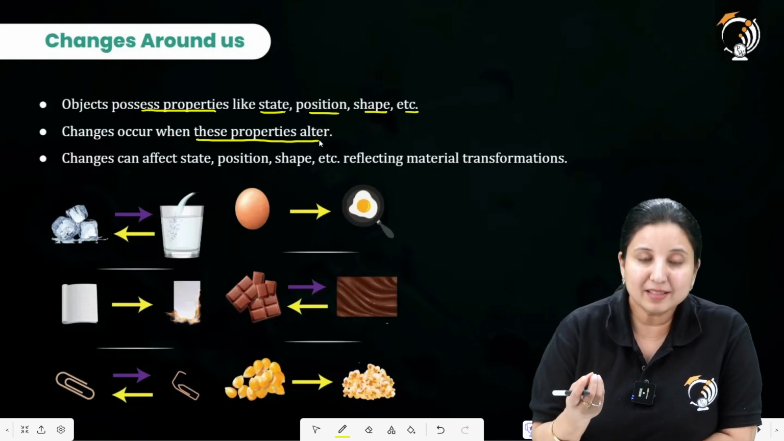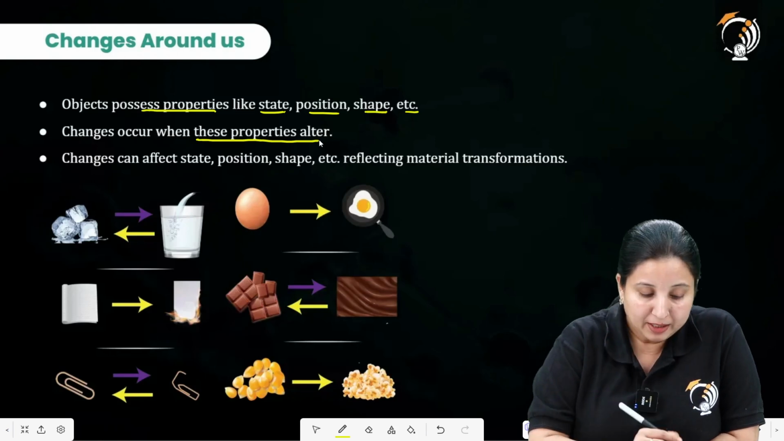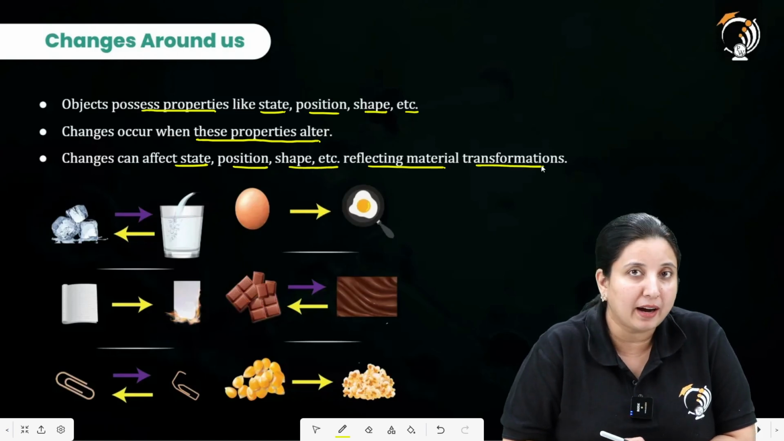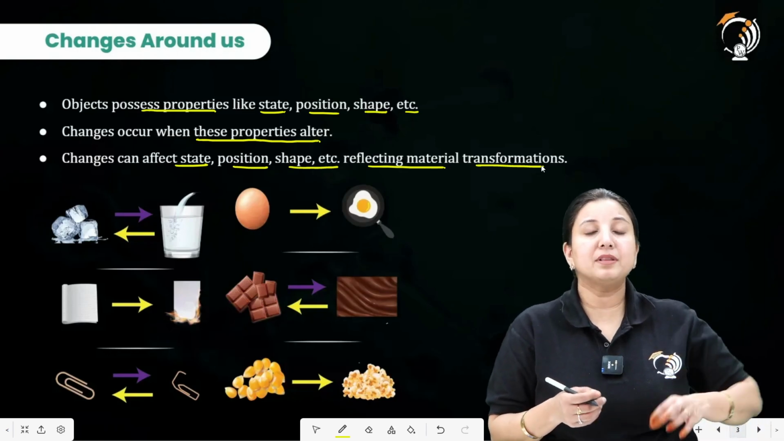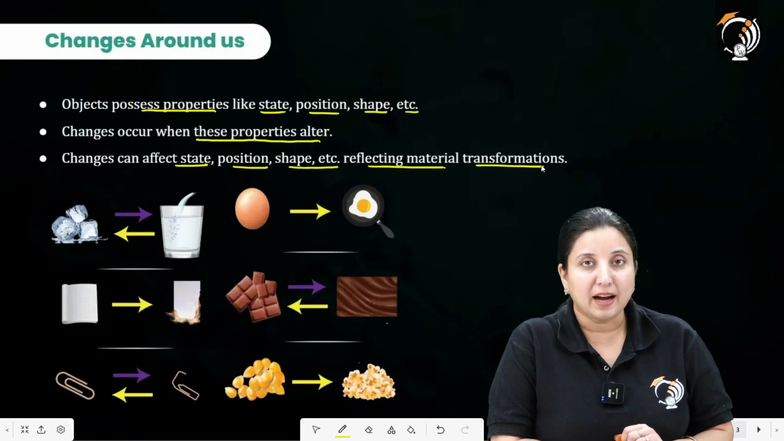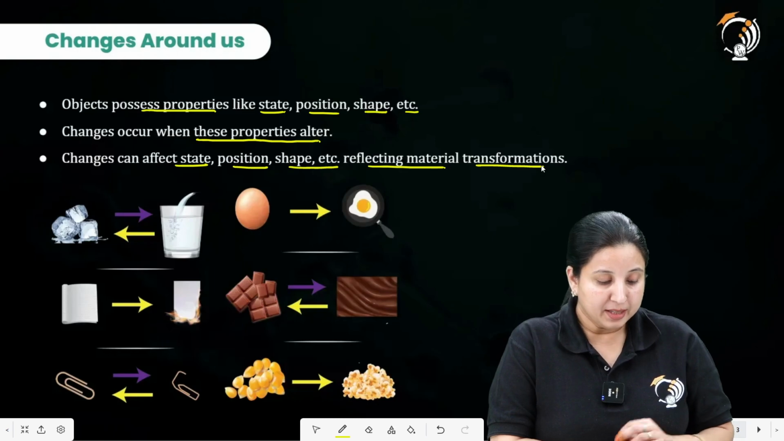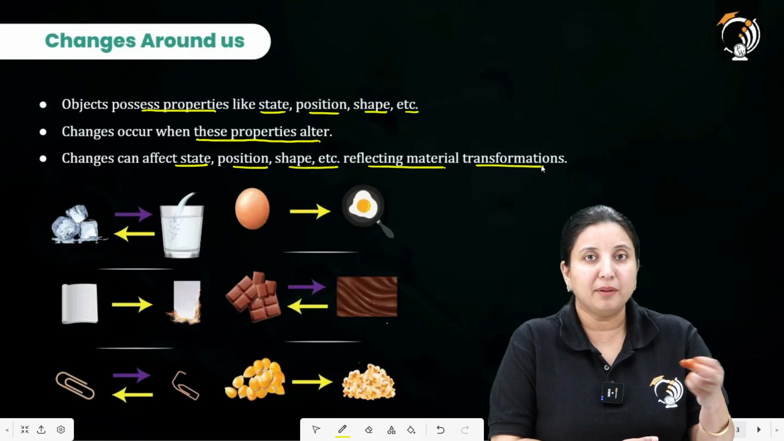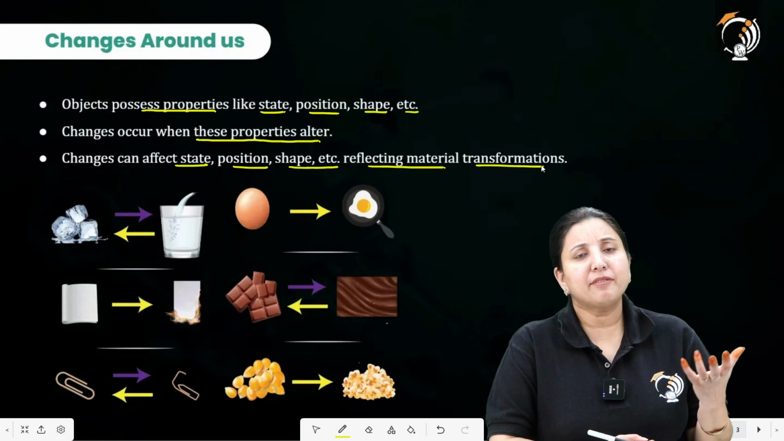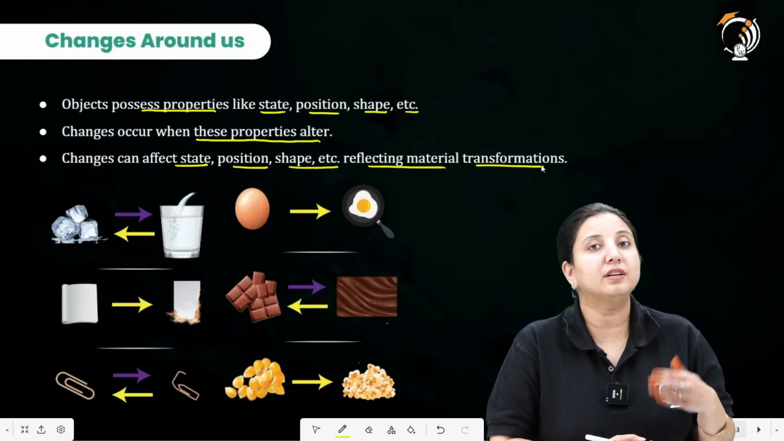And if I put more and more air, ultimately it bursts. So if I am altering certain properties, there is an effect on the balloon. Changes affect the state, position, shape, etc., reflecting material transformations. Like in the case of ice, if you heat it, it gets converted into a liquid. But if you refrigerate a liquid, it gets converted into ice. So the state of matter is changing from solid to liquid, or from liquid to solid. Similarly, if you put an egg on the flame, you get it fried. If I talk about chocolate, it melts on heating. These changes take place only when you alter certain properties.